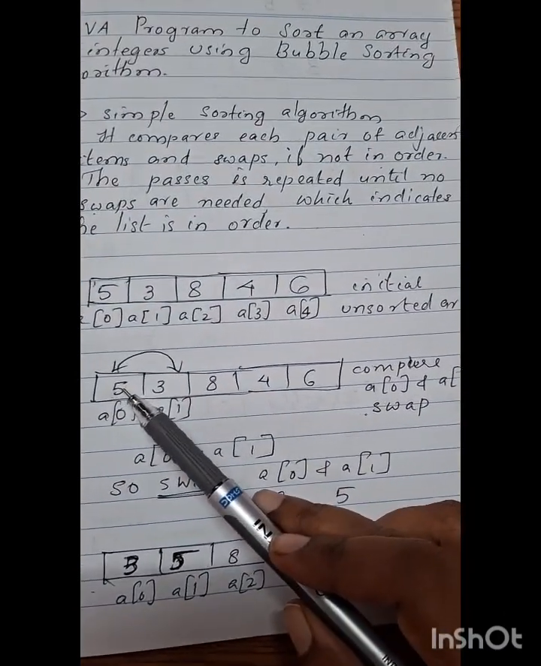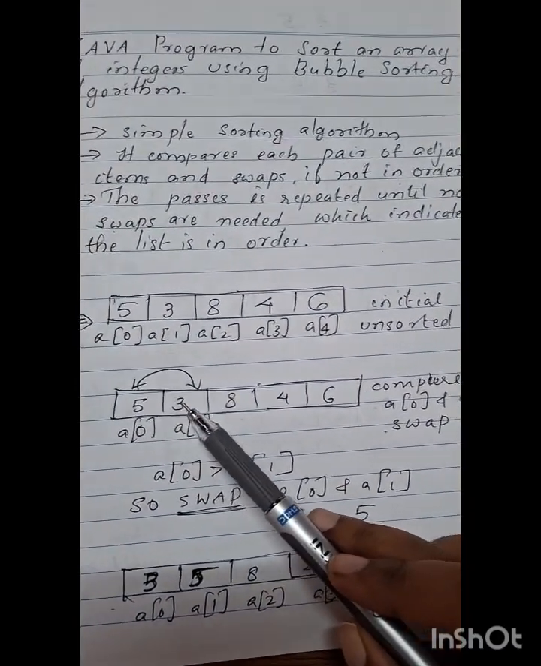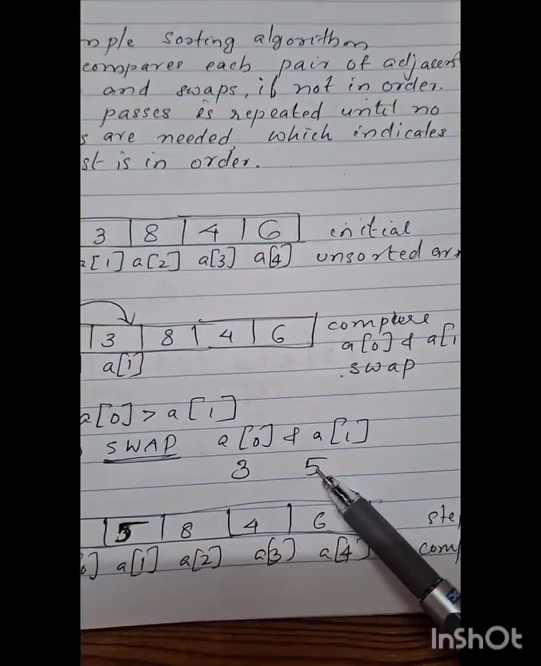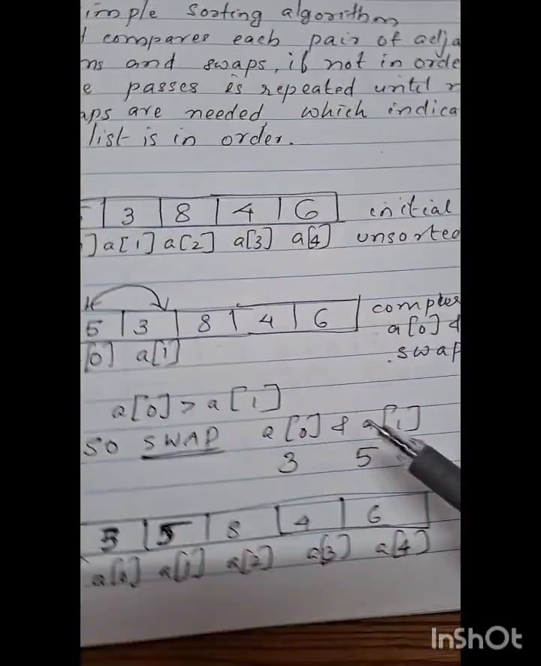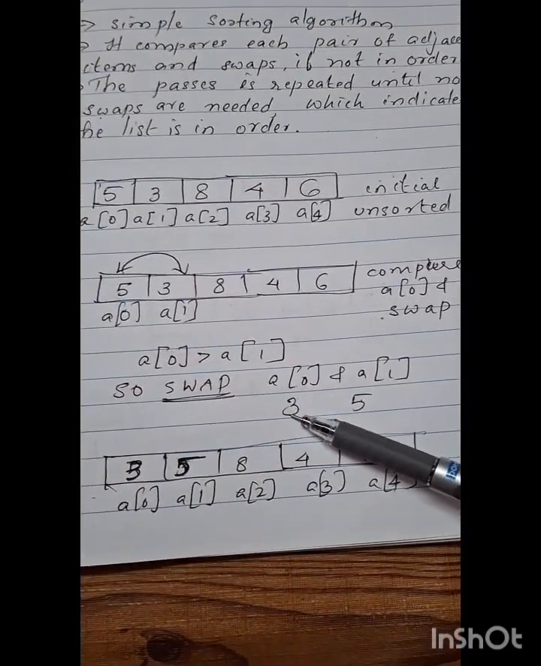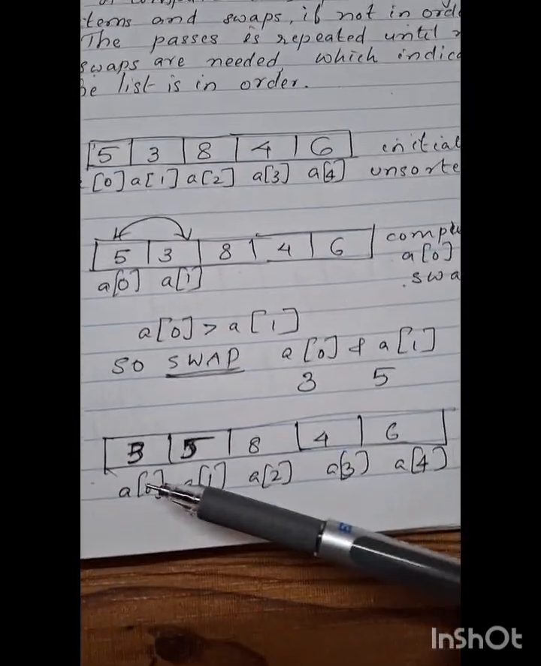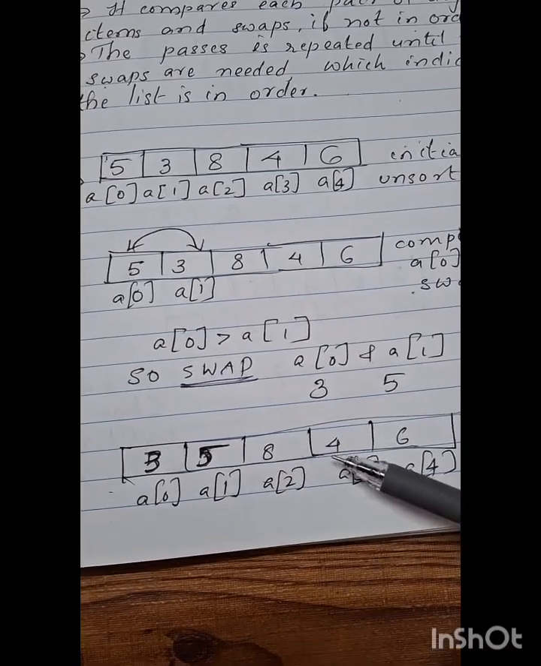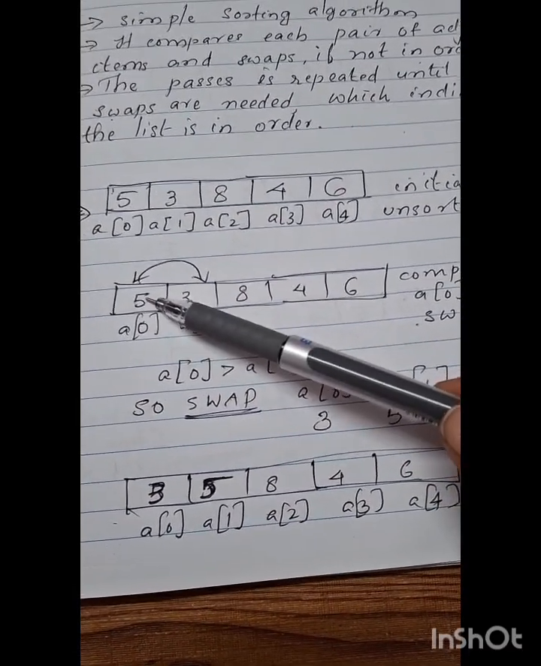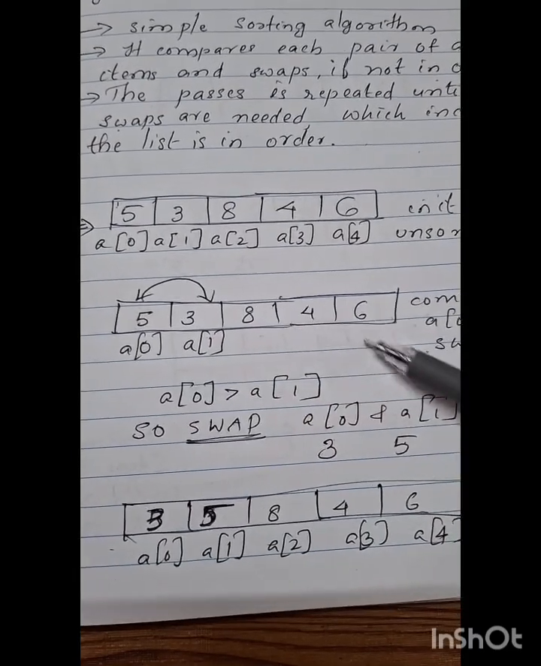Initially A0 is 5 and A1 is 3. After swapping, A0 is 3 and A1 is 5. So after step 1, that is swapping the first two elements, we will get 3, 5, 8, 4, 6. The initial array of elements was 5, 3, 8, 4, 6.